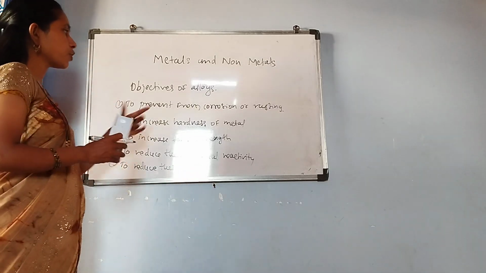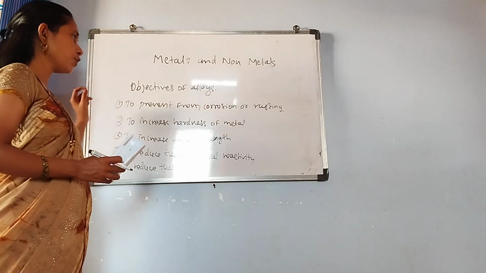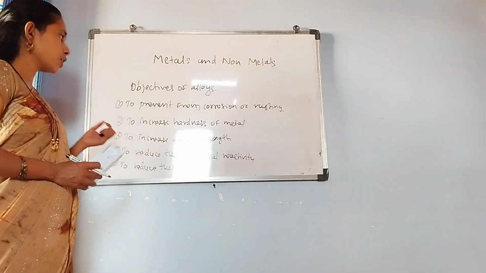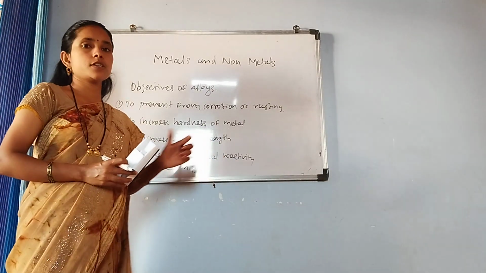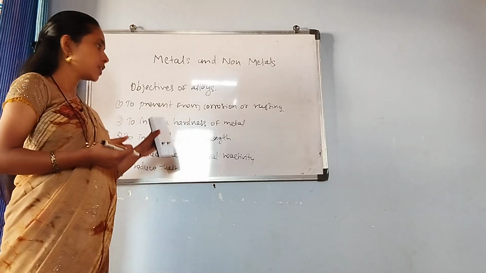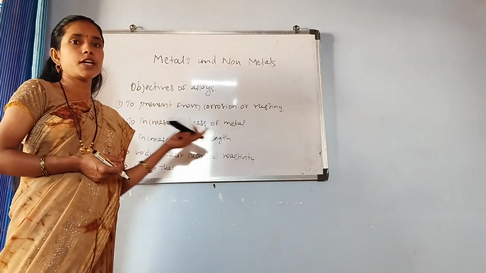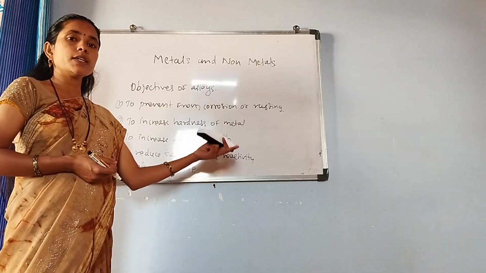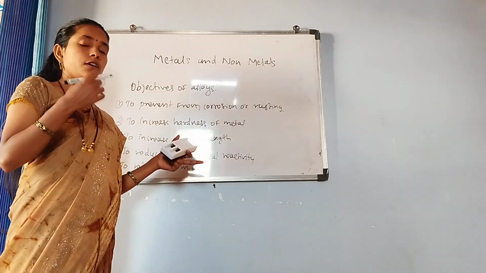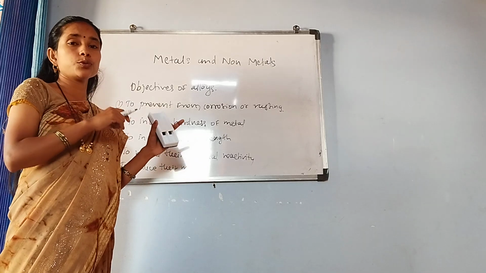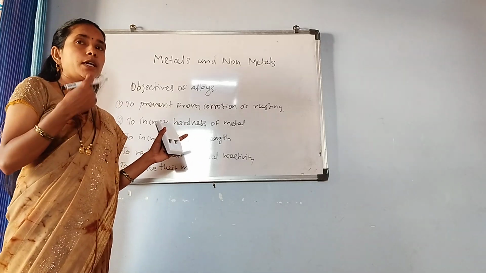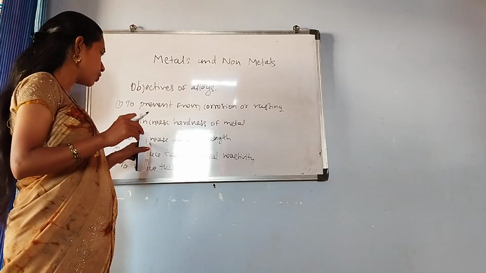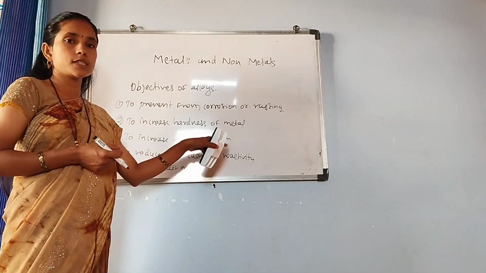Okay, so to prevent corrosion or rusting, we can take the example of iron. To increase hardness of metal, like gold, we are not using it in pure form, as I have already discussed. We add copper and silver to make it hard, so later we can use it for making jewelry. To increase tensile strength, certain metals are drawn into thin sheets and into wire. So for that purpose we want to increase the tensile strength.